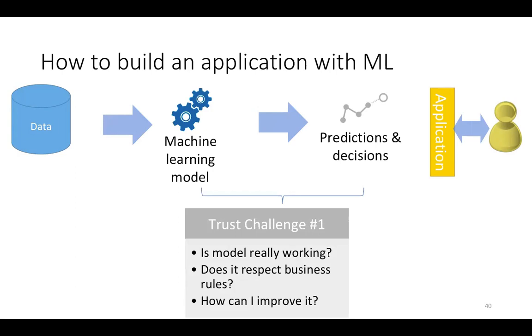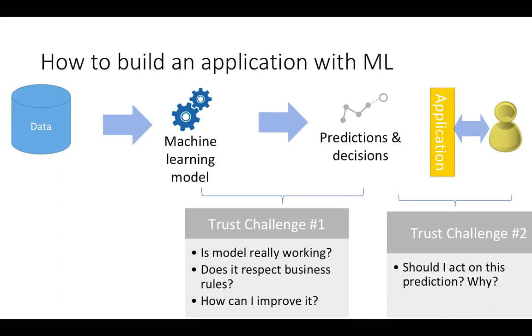One set of trust challenge, which LIME tries to partially answer, was: is the model really working? Can you improve it using the insights that you develop from the explanations? Does it respect business rules? However, there is a trust challenge two, which is what they are trying to mostly focus on in this particular paper. Should I act on this prediction? And if I do, why should I act? This is the question that they ask precisely in this paper.